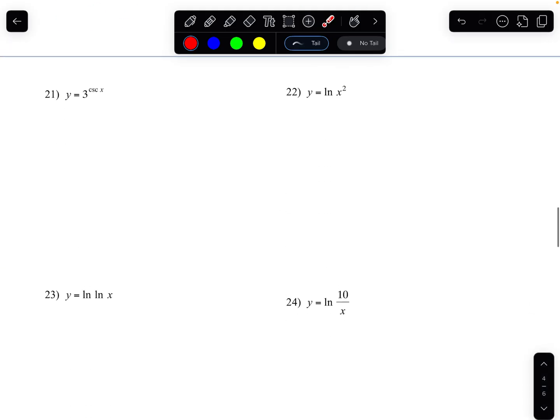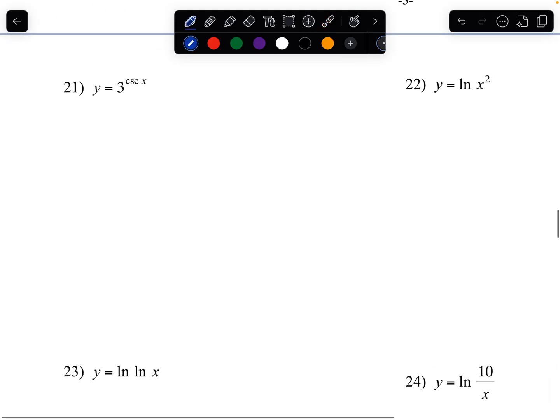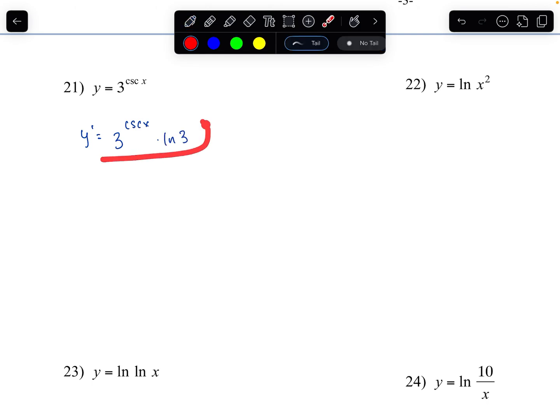21, that's looking more like it. So y prime is going to be equal to 3 to the cosecant of x times by the natural log of 3. So this is the derivative of the outside part, so the derivative of 3 to the x, but now the inside also needs a derivative taken, so multiplied by the derivative of cosecant, which is negative cosecant of x times by cotangent of x.